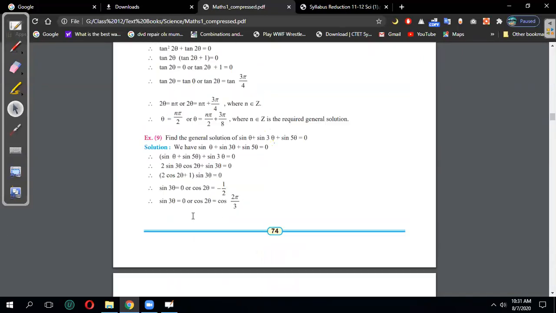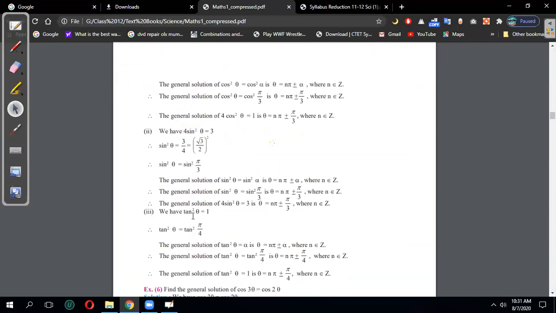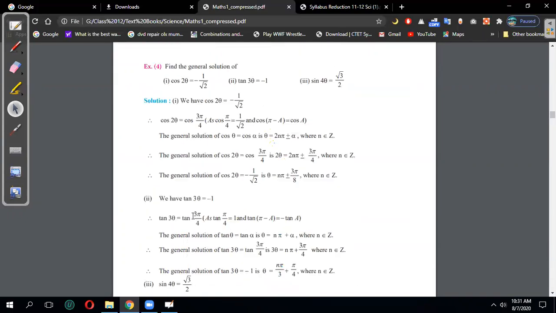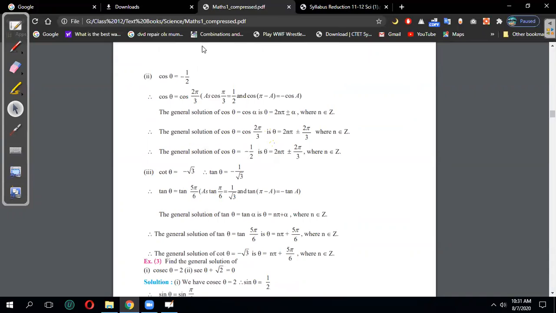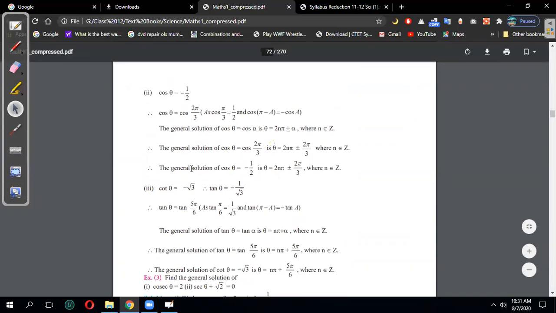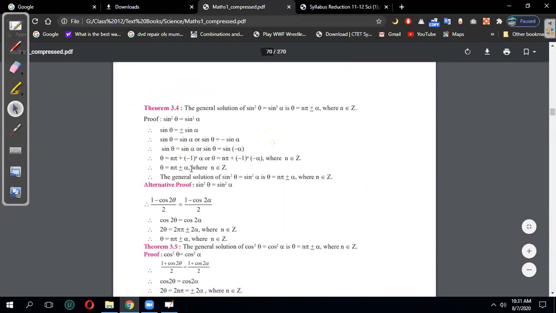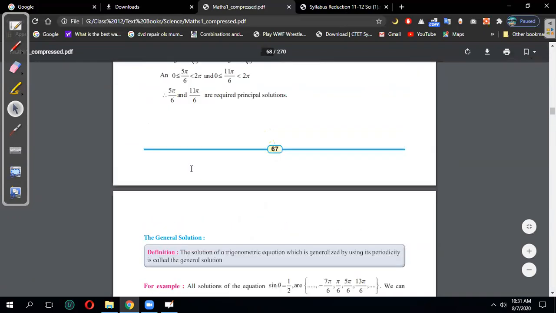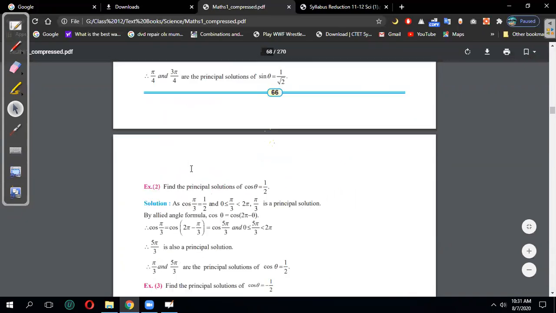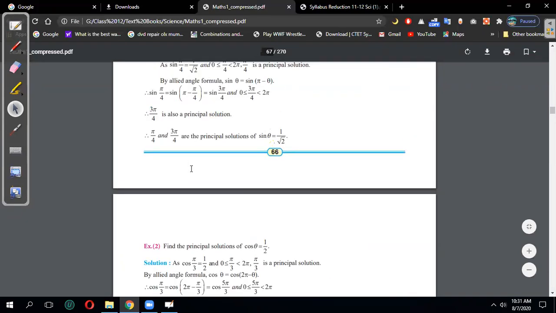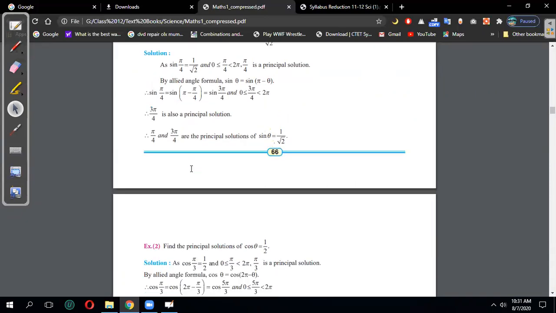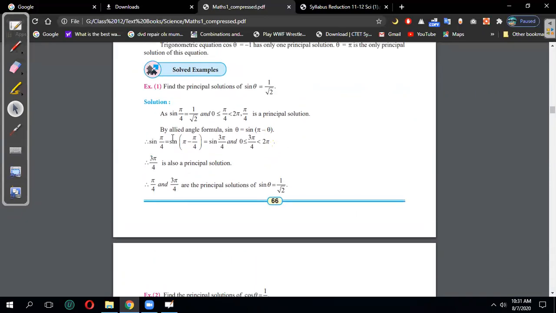As you can see up in your solved examples, let me show you how to find the principal solution. Cos theta, general solution. And believe me, trigonometry is going to be a very easy chapter. You will definitely love this chapter.